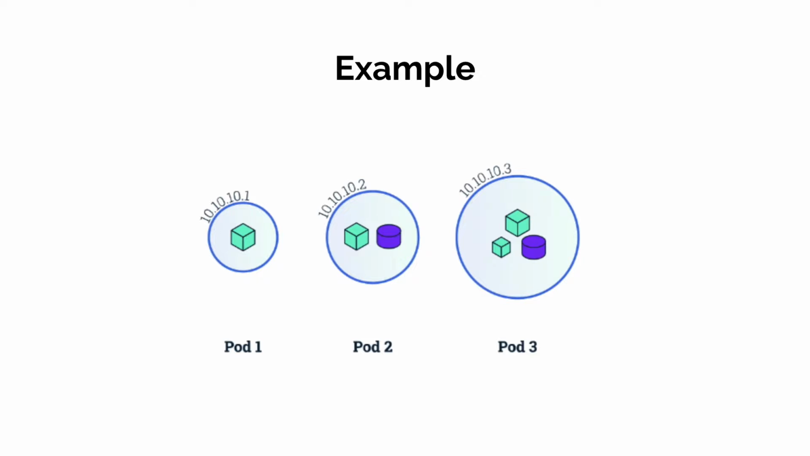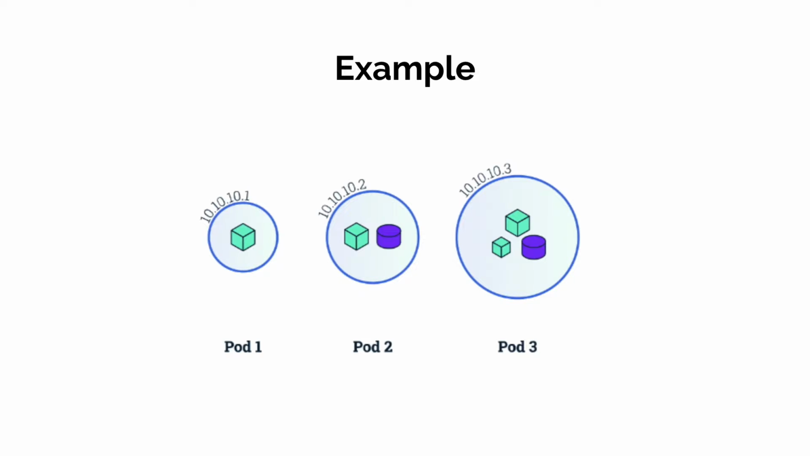So for example, let's say we have three pods. Pod one has only one container running, and you can see it has the IP address 10.10.10.1. Pod two has two components: one container and one volume. An example of that can be that you have an Nginx container running, and in the shared volume you have an index HTML page, which is just a simple HTML page for your website.